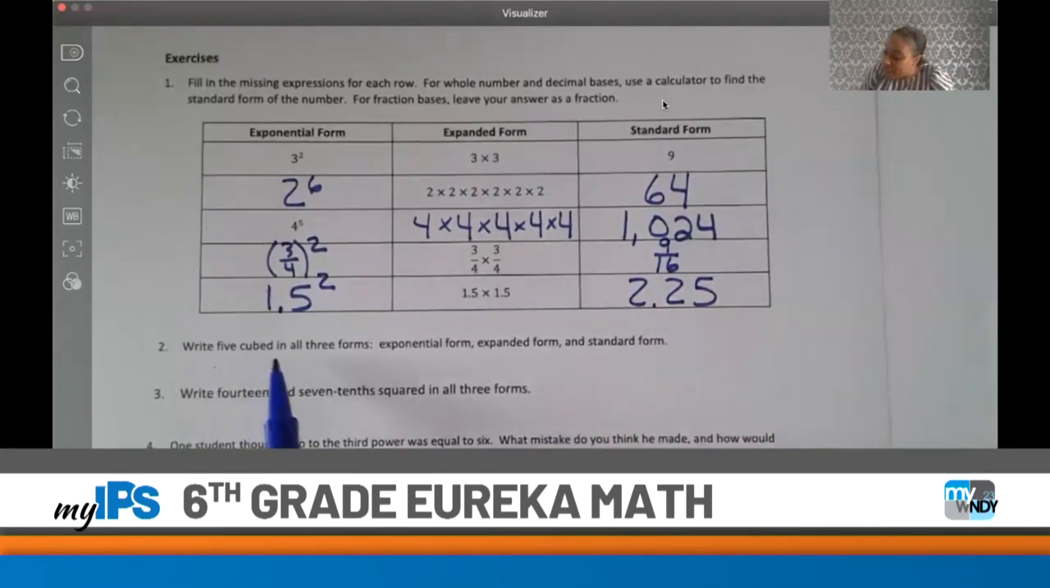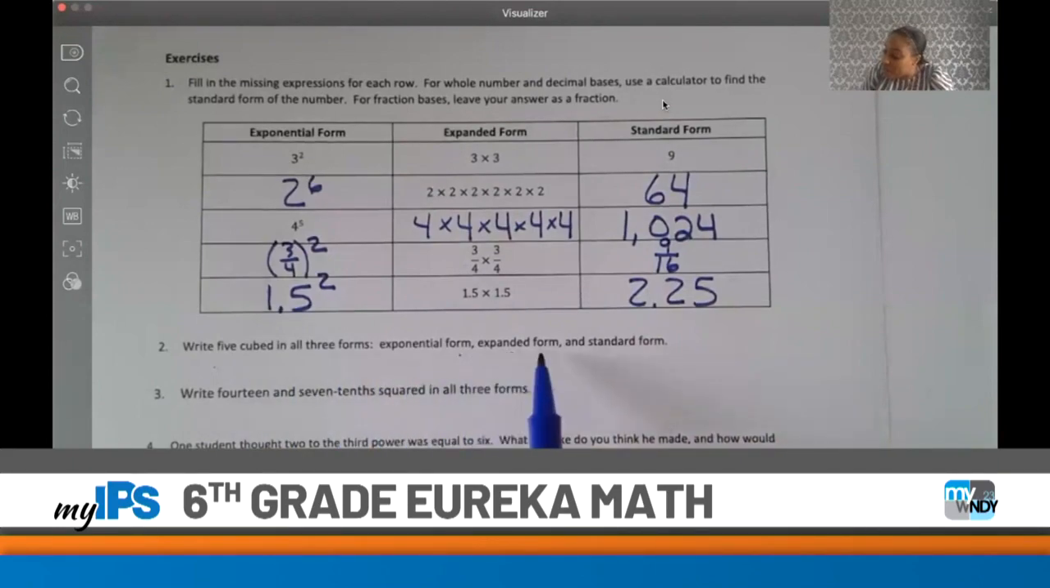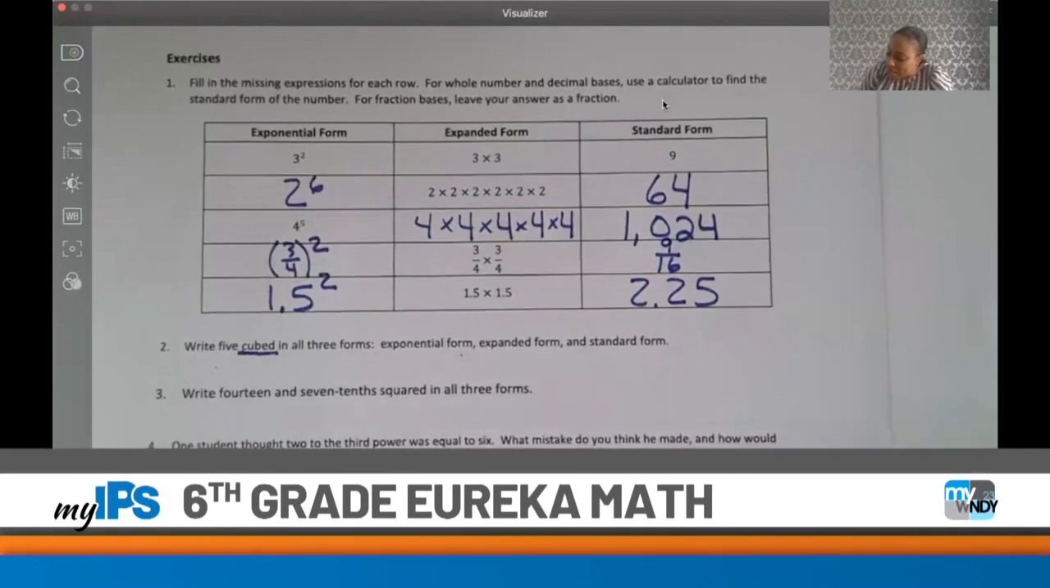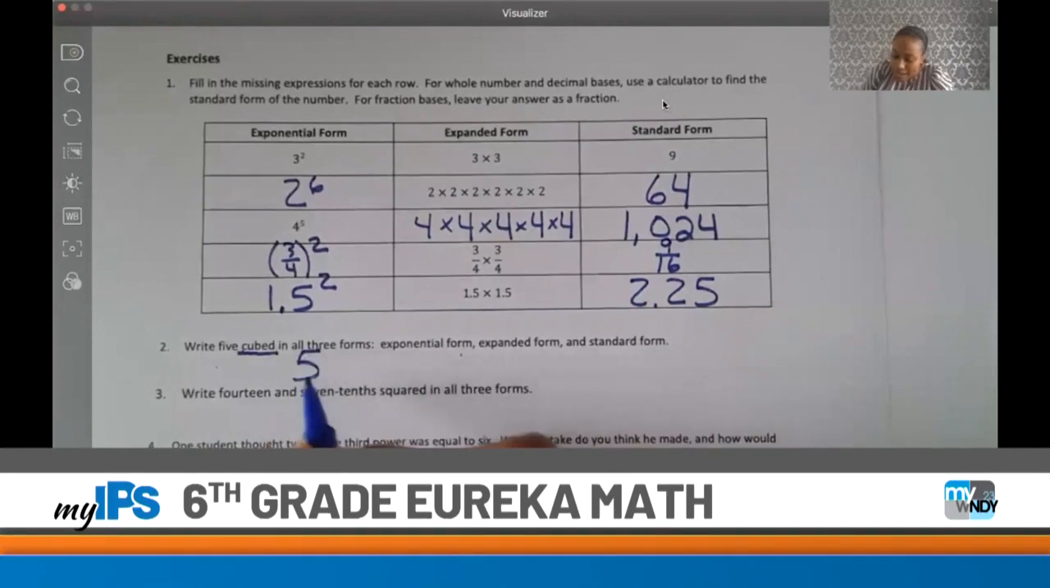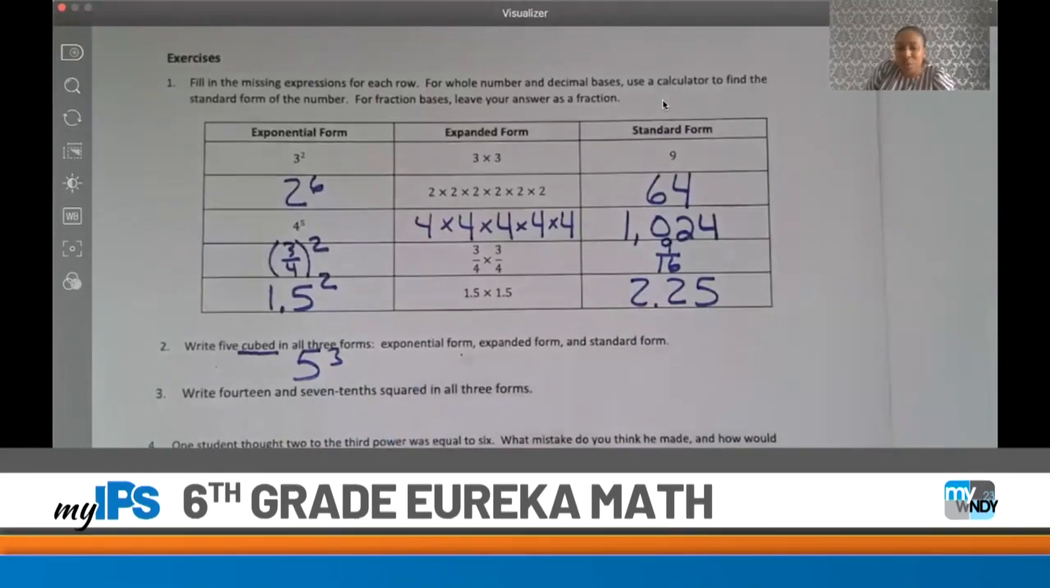Write 5 cubed in all 3 forms: exponential form, expanded form, and standard form. Here goes that special name, cubed. I have to remember that 5 is going to be my base and 3 is going to be my exponent. That is exponential form. Anything raised to the 3rd power has a special name, and that's cubed.